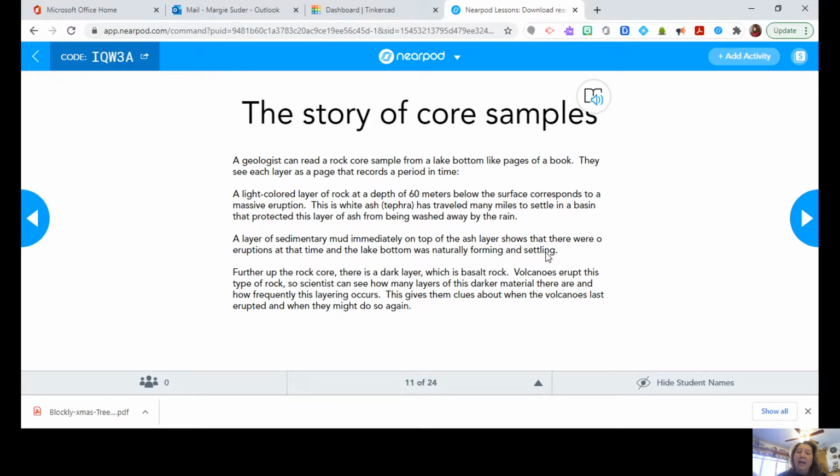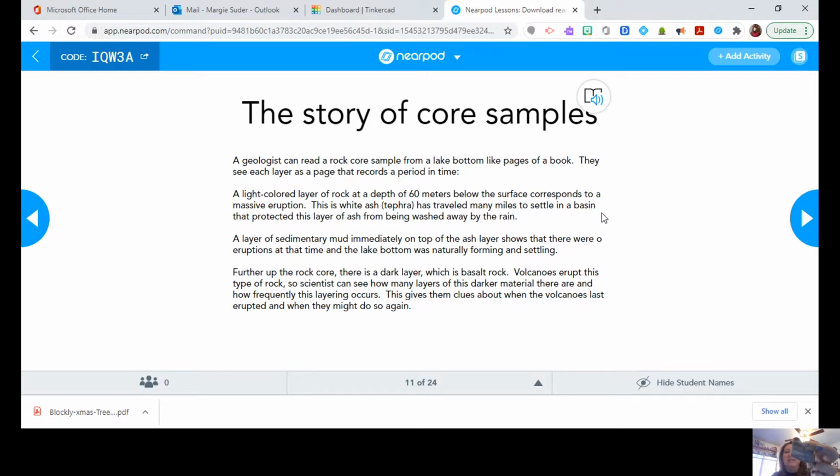Then, if you get more and more layers of sedimentary mud on top of that, it'll form a whitish layer in the rock. So I'm looking for that. If there's a really light layer, then I know that I have some volcanic ash that must have gotten pushed down into some water at some point, or a big lake.